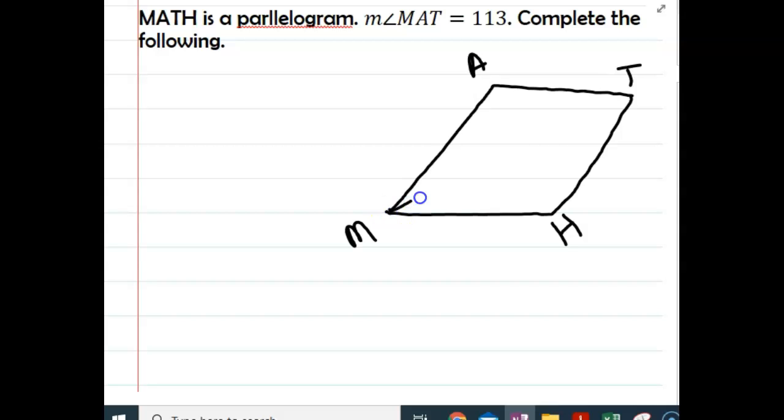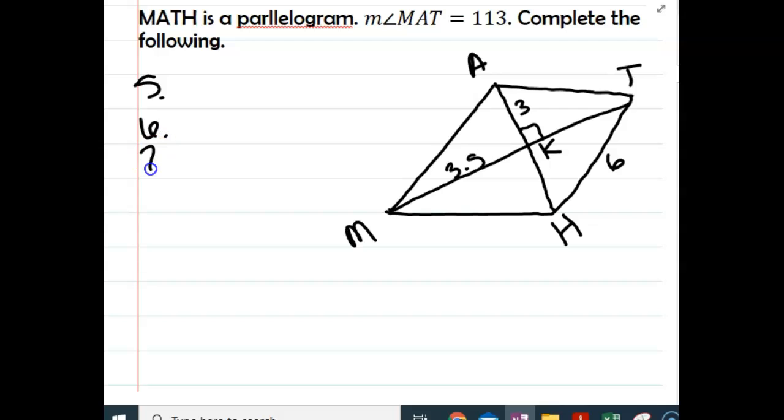Okay, we're actually going to draw diagonals, and they are going to intersect at K. And a bunch of other information here. Okay, so we're going to have TH is 6, MK is 3.5, AK is 3, and AKT is a right angle. And we're going to find 6 things. So we're going to go ahead and write down all these things, and then we're going to come back and talk about how we know what they are. So we're going to do 5, 6, 7, 8, 9, 10.